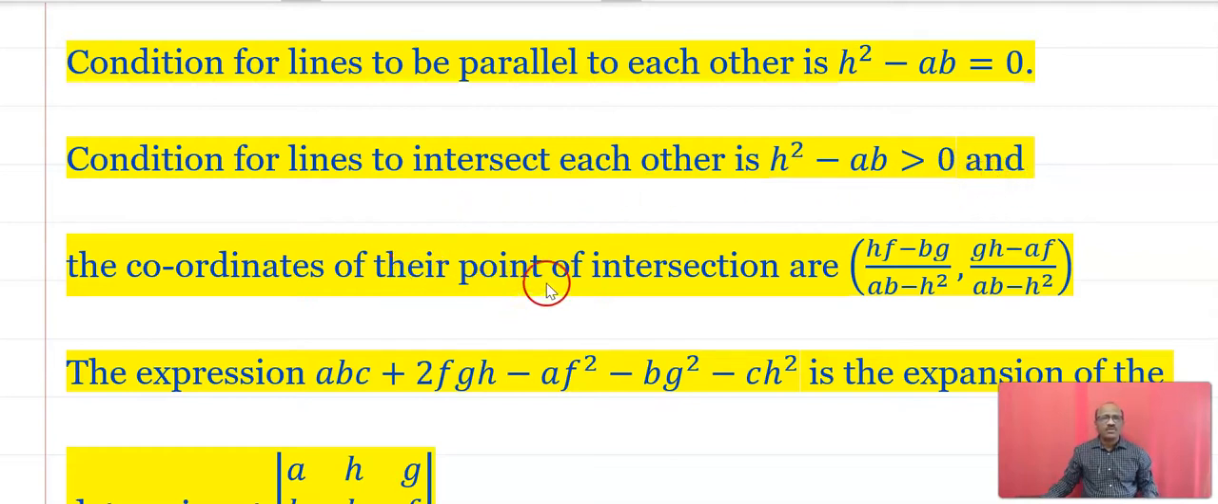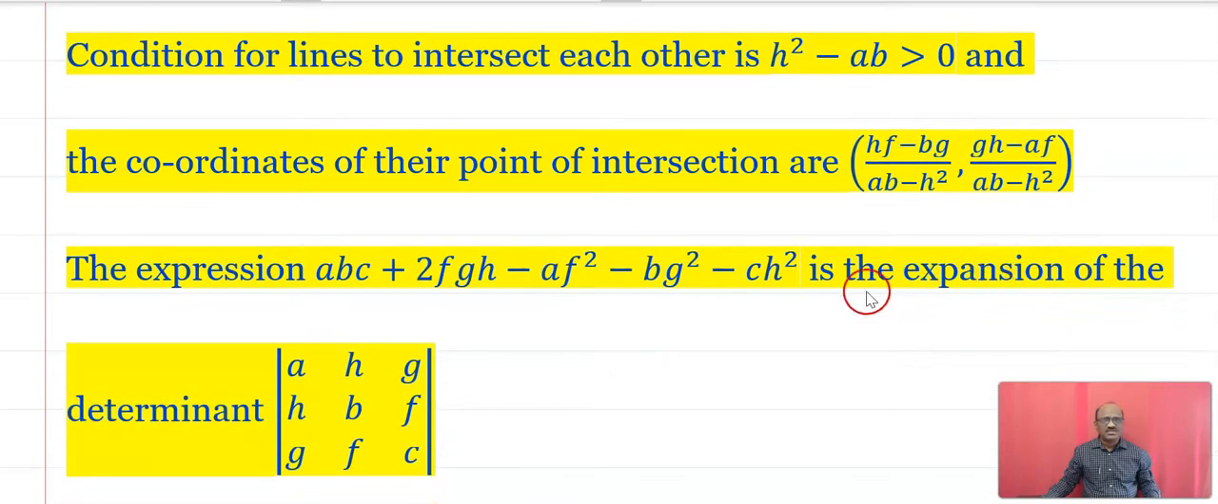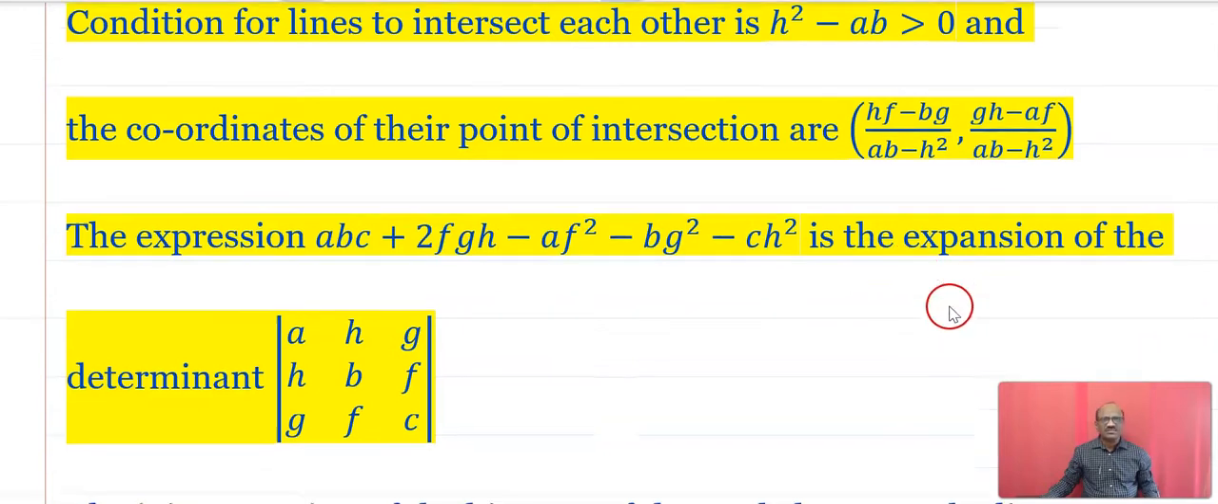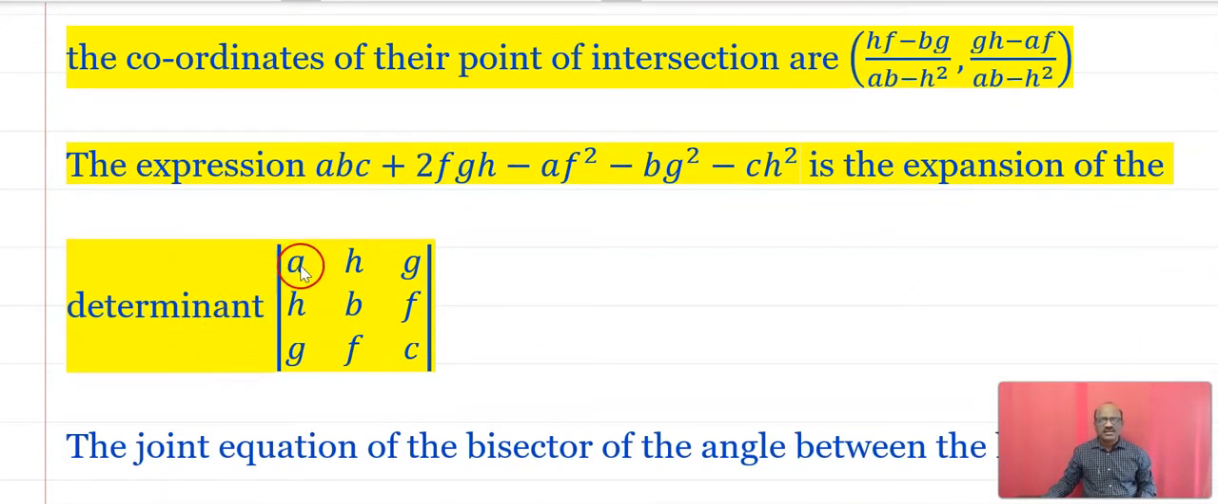and the coordinates of the point of intersection are ((hf − bg)/(ab − h²), (gh − af)/(ab − h²)). The expression abc + 2fgh − af² − bg² − ch² is the expansion of this determinant, which I will read in this manner: a, b, c are the diagonal elements, and it is a symmetrical matrix. This is symmetrical: h is h, g is g, f is f. How to remember this? Consider this diagonal as a, b, c, then f, g, h, and this is the symmetrical matrix.